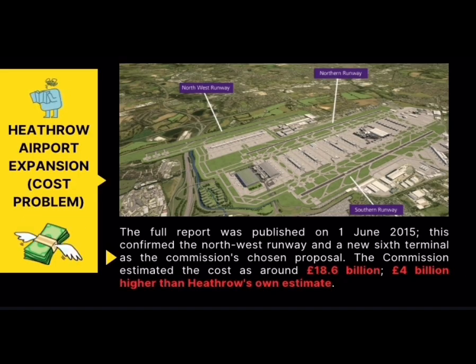Heathrow Airport expansion cost problem. The full report was published on the 1st June 2015. This confirmed the Northwest runway and a new sixth terminal as the Commission's chosen proposal. The Commission estimated the cost as around £18.6 billion, £4 billion higher than Heathrow's own estimate.